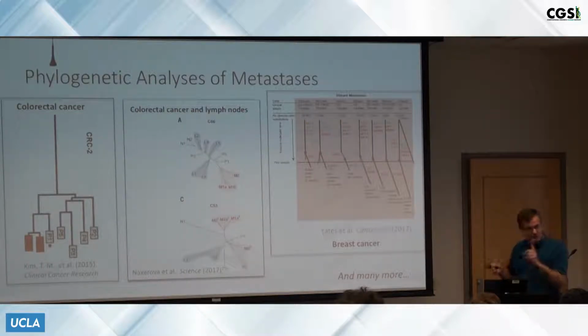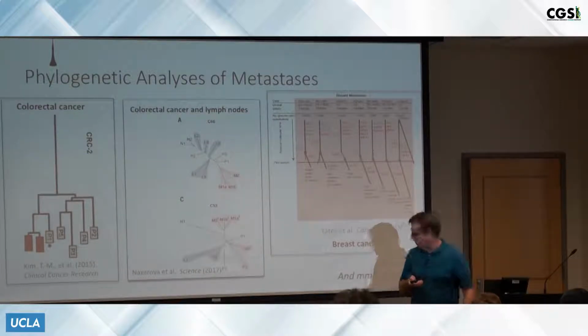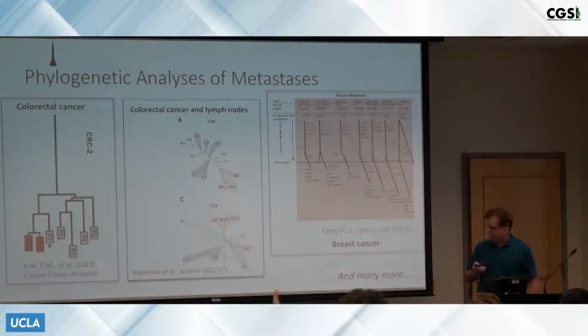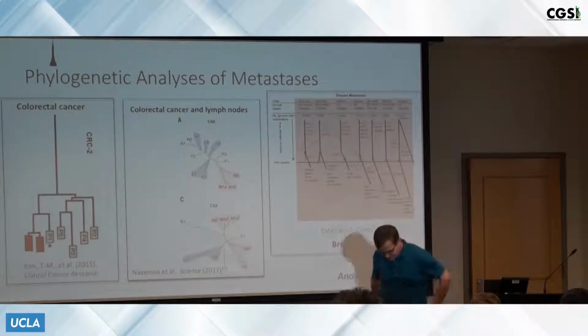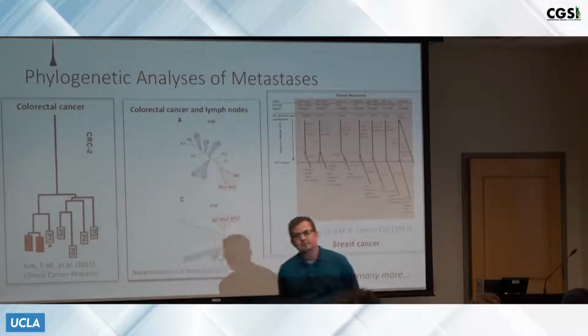Again, each tree from a single patient. We're looking at one individual patient, and we're trying to infer what happened in their tumor. Okay, so this is one type of analysis. Yeah. So your tree is over the metastasis in the body.